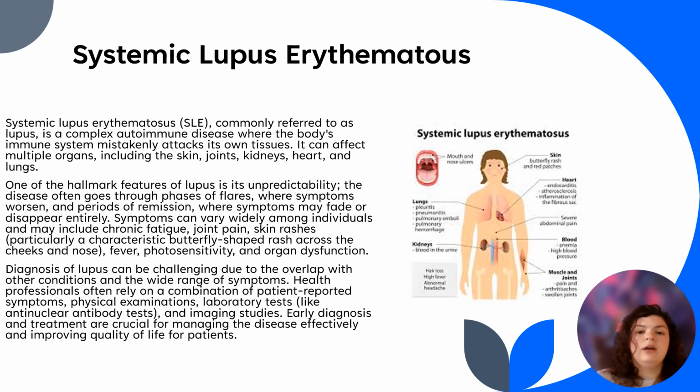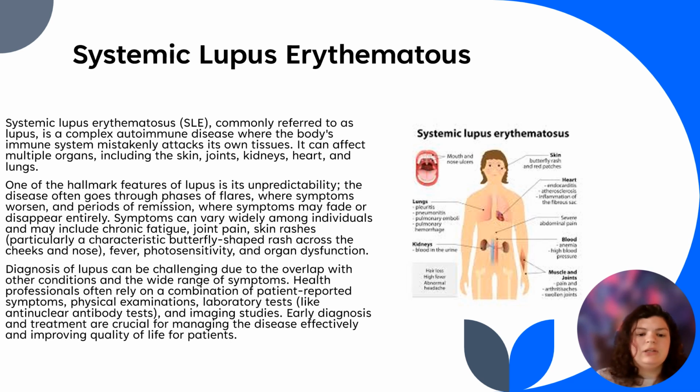A particular skin rash that is common among lupus is a butterfly-shaped rash that goes across the nose and into the cheeks. Other common symptoms are also fever, photosensitivity, where rashes and skin coloration can occur just from being outside and in the sun, and organ dysfunction.